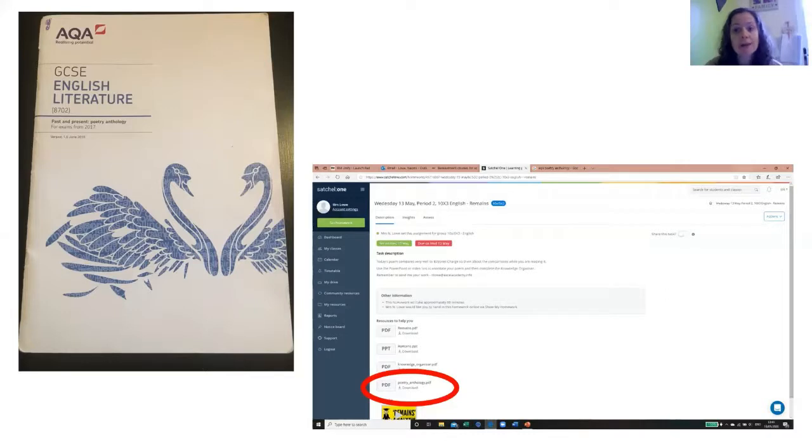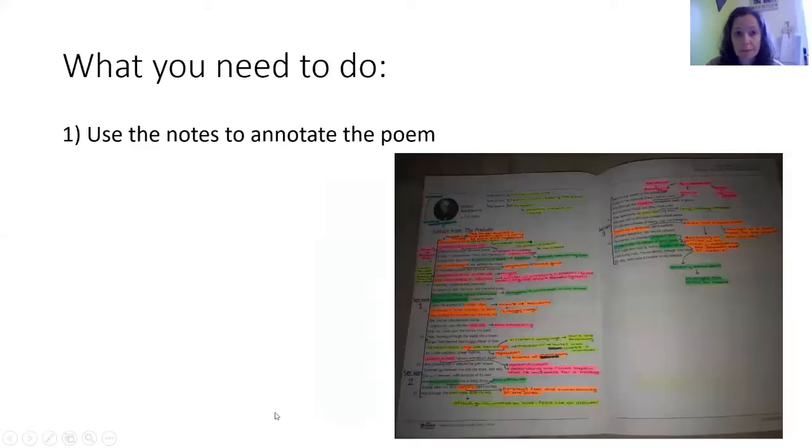It's not a book like the other texts. It's a collection of poems that the exam board has put together. And it's the Power and Conflict section that we are working on. And what I've been asking you to do each lesson is I've given you a poem to look at, and I've been giving you some notes on that poem. I've been giving you a PowerPoint which talks through some important points of it.